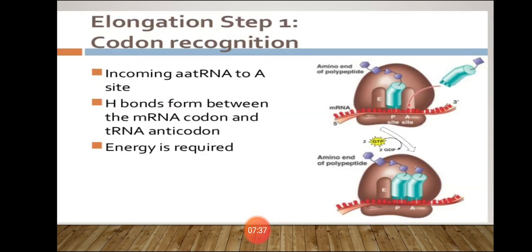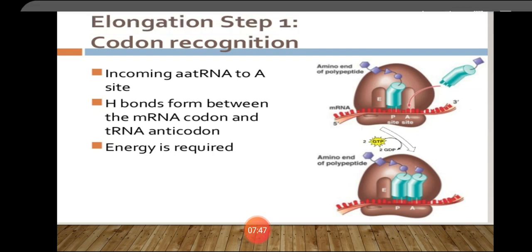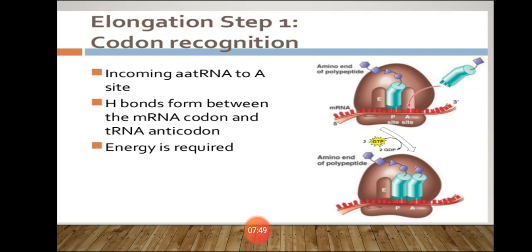In elongation, the first step is codon recognition. The incoming amino acyl tRNA comes here one by one. The first amino acyl tRNA has entered at the P site, and later all the amino acids are going to enter at the A site. So for the incoming amino acyl tRNA at the A site, a hydrogen bond is formed between the mRNA codon and the tRNA anticodon. Here energy is required.